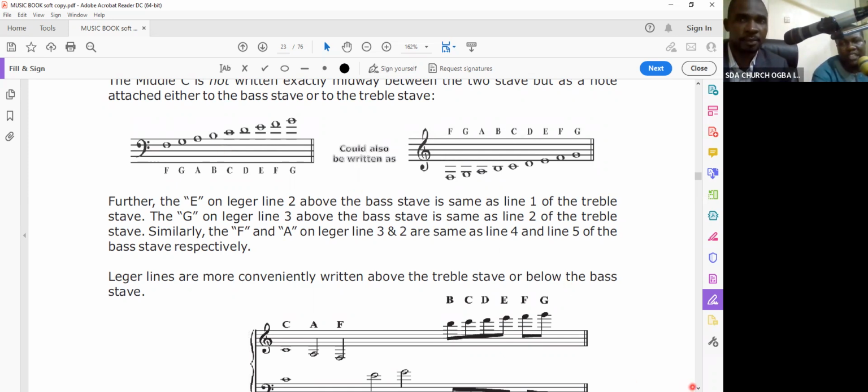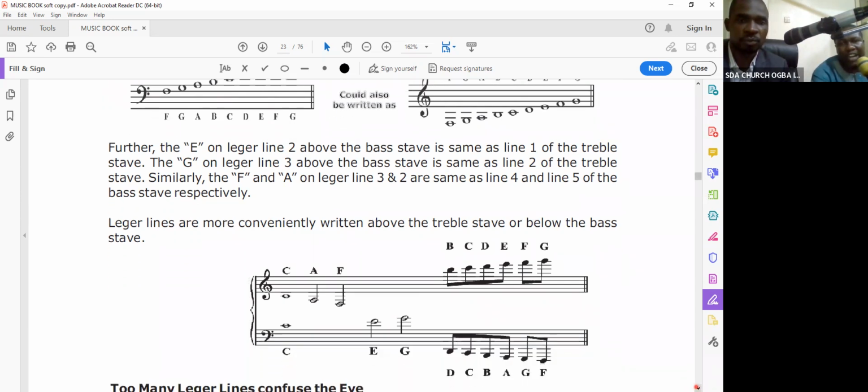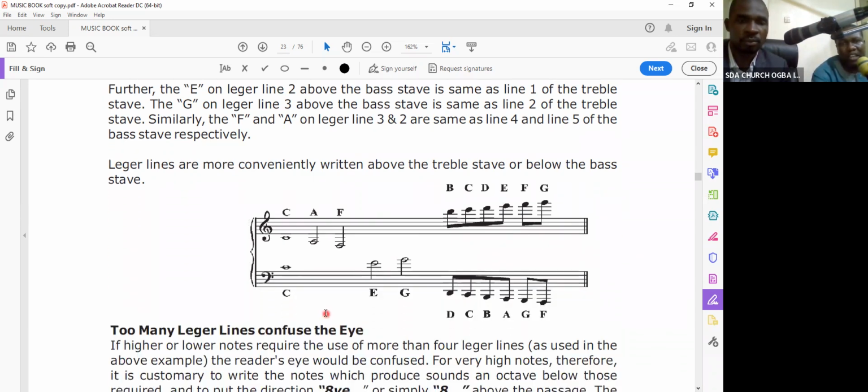So like you can find in a grand stave as such, you discover that these are all ledger lines that are used to pitch sounds. So this ledger line, this is the middle C here, just below the treble stave or just above the bass stave. That's what I am saying, that any of the staves can share it.